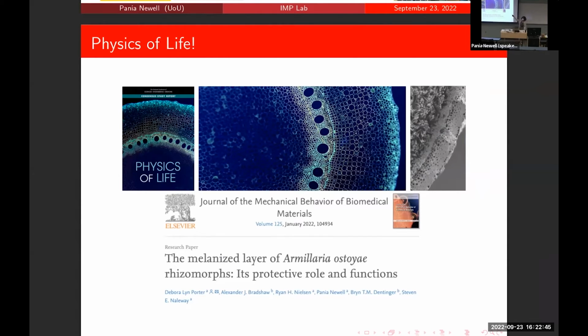But when I saw the cover, if you flip that cover, that's the main cover. If you flip it, during that time we recently published this work with one of my colleagues, Stephen Nelway, who is a bio-inspired person.